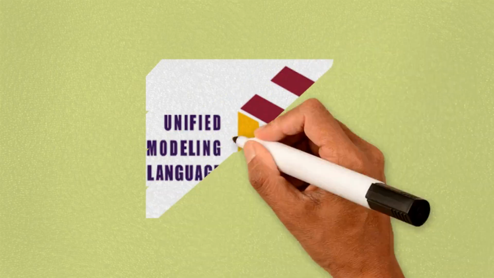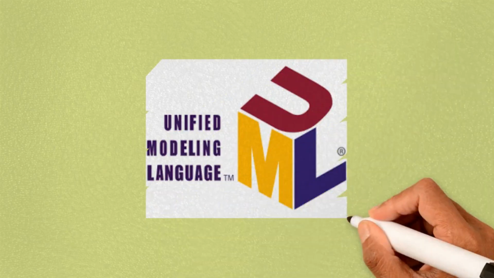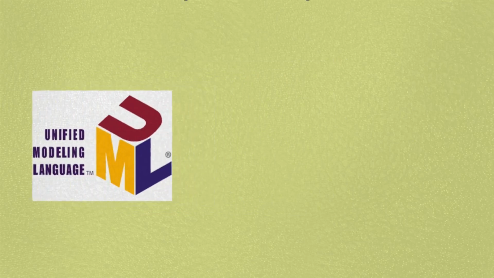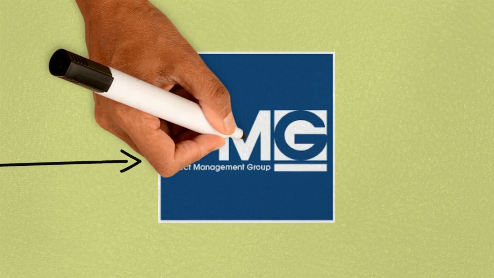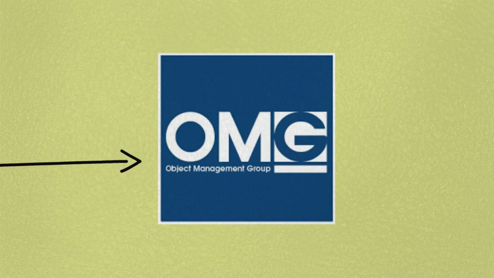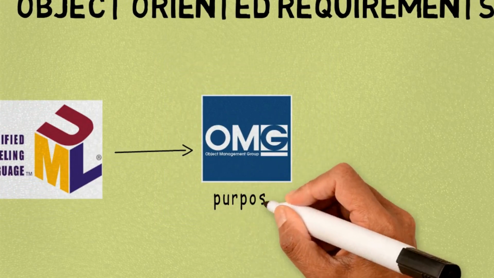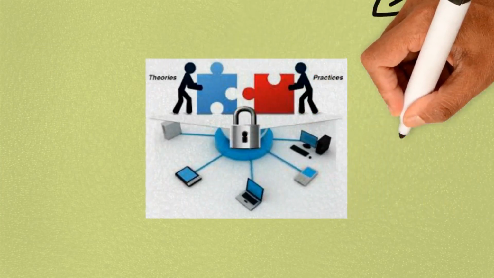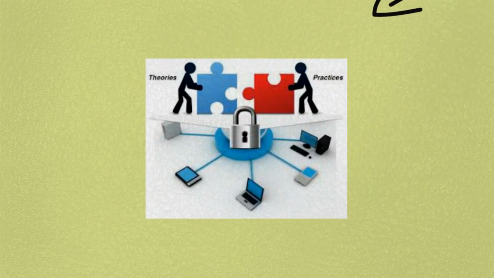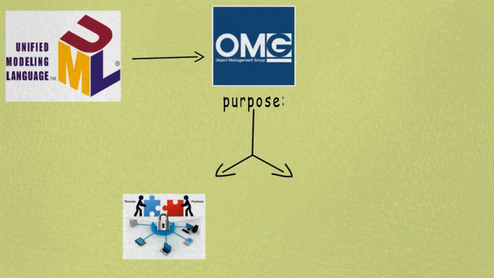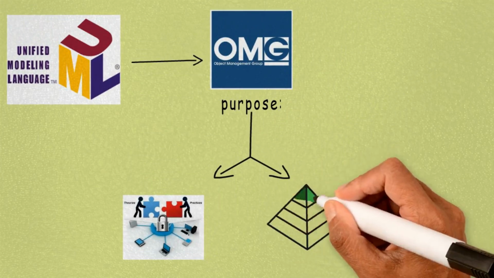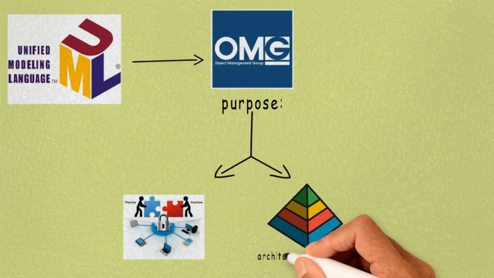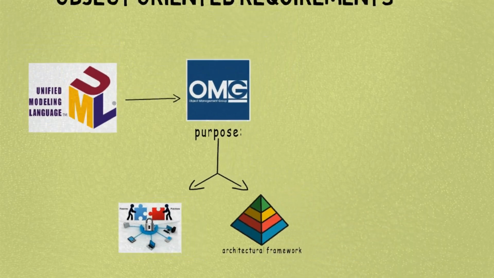The object-oriented modeling notation is Unified Modeling Language, or UML. Unified Modeling Language was accepted by the Object Management Group, or OMG, as a standard modeling technique. The purpose of the Object Management Group is, first, to promote the theory and practices of object-oriented technology for the development of distributed systems, and the other one is a common architectural framework for object-oriented.